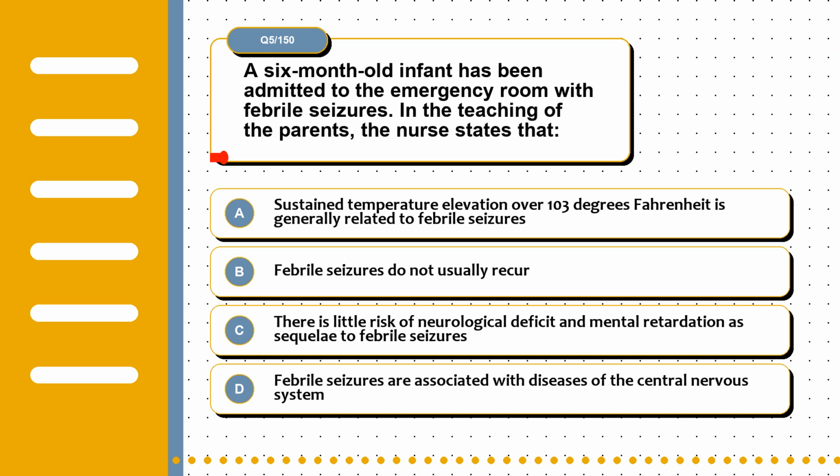Question 5. A 6-month-old infant has been admitted to the emergency room with febrile seizures. In the teaching of the parents, the nurse states that, here are the options. Option A. Sustained temperature elevation over 103 degrees Fahrenheit is generally related to febrile seizures. Option B. Febrile seizures do not usually recur. Option C. There is little risk of neurological deficit and mental retardation as sequelae to febrile seizures. Option D. Febrile seizures are associated with diseases of the central nervous system.